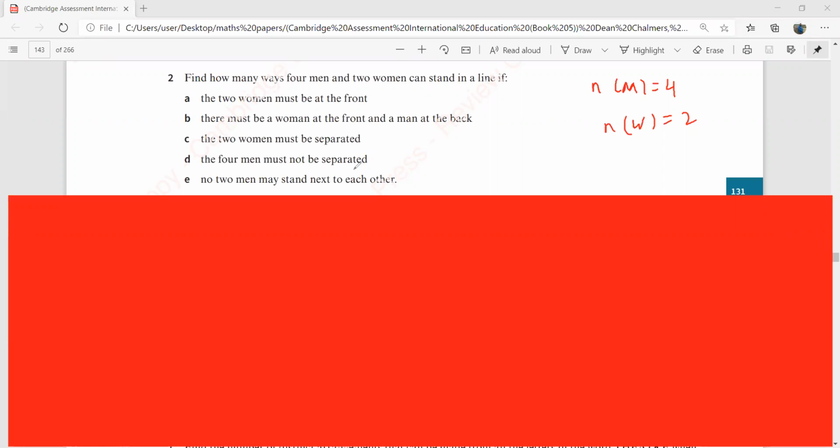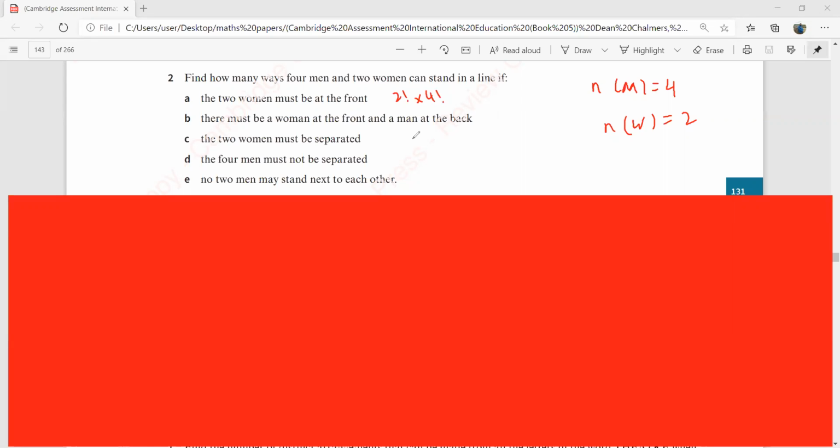But now it says the 2 women must be at the front. So that means if the 2 women are at the front, the 4 men would be at the back. So how have you answered this A part? 2 factorial into 4 factorial. Exactly. This is 2 factorial into 4 factorial.